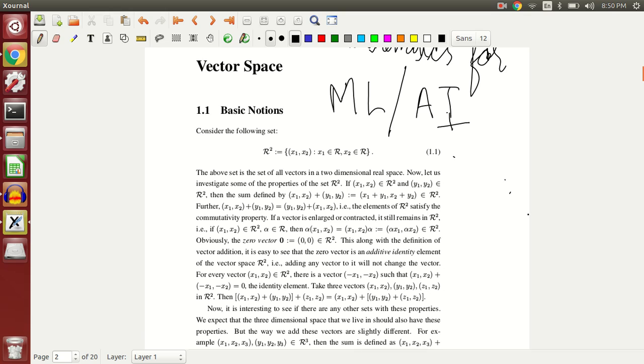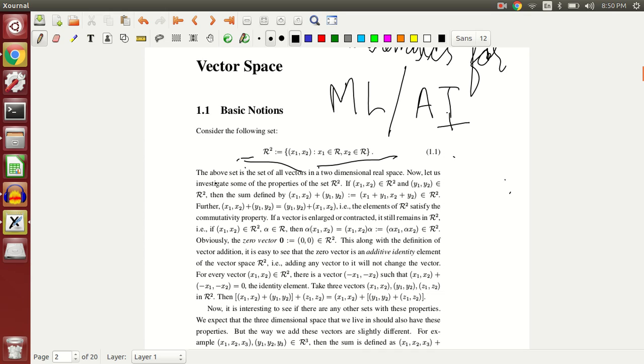The way we begin this notion is by trying to understand R2. So it's an R2 space. You have a point x1, x2, where x1 and x2 both are part of the real line. Now what we want to prove is a bunch of properties that, when we generalize to R3 and Rn, will equate to vector spaces as a definition.